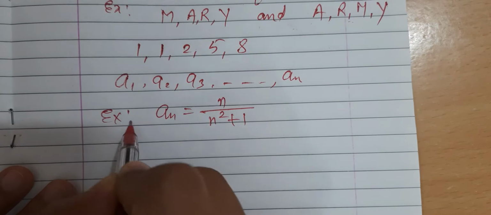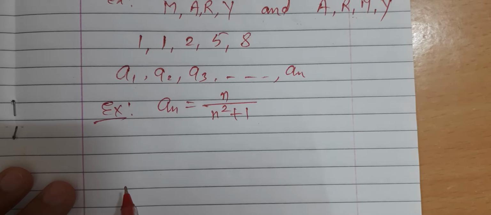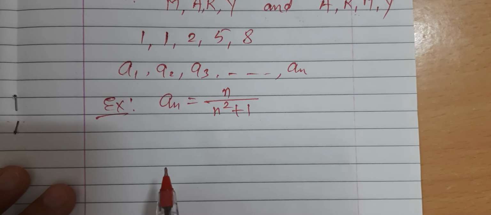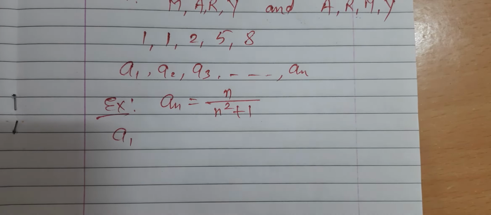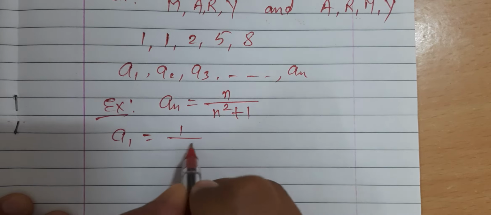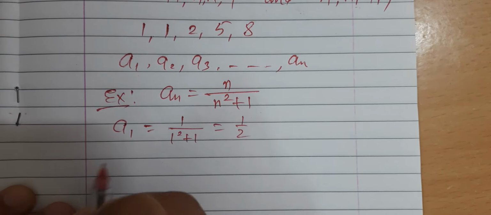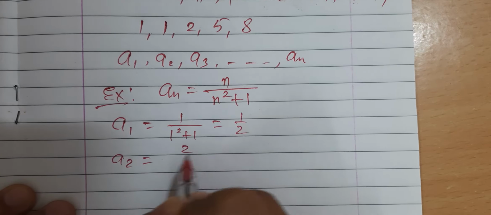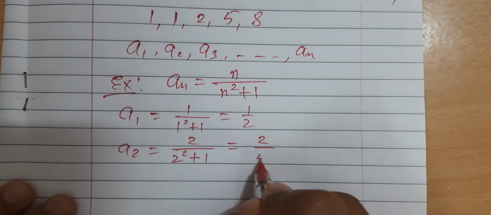Let us consider this example. Here we are given the nth term of the sequence, and we have to find the first three terms of the sequence. So how to find the first three terms of the sequence? By putting n equals 1, 2 and 3. When you put n equals 1, you will get 1 by 1 square plus 1, which equals 1 by 2. And when you put n equals 2, you will get 2 by 2 square plus 1, which equals 2 by 4 plus 1, 2 by 5.